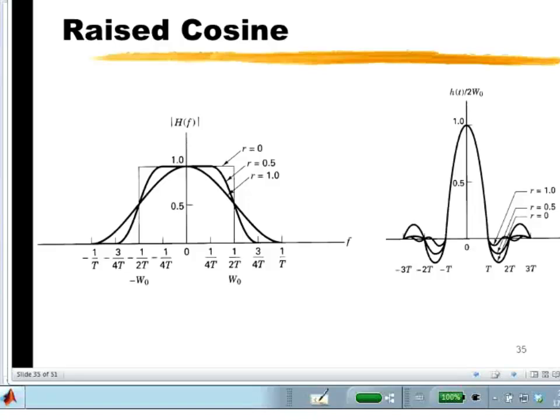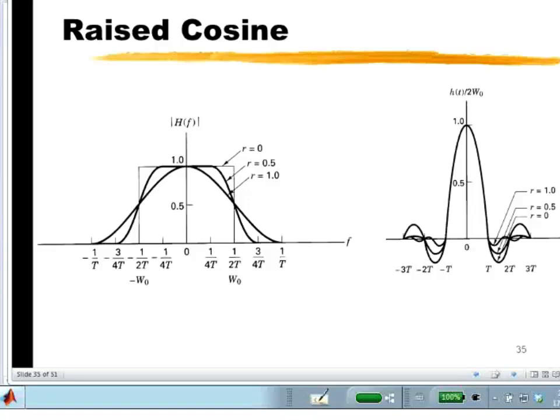Roll-off factor of 0 is the ideal Nyquist pulse, and it has the smallest bandwidth. As you can see, it's the rectangle. And if you look in the time domain, it's the one with the biggest side lobes. So the good effect is that it's spectrally efficient. The bad effect is it has very large side lobes.